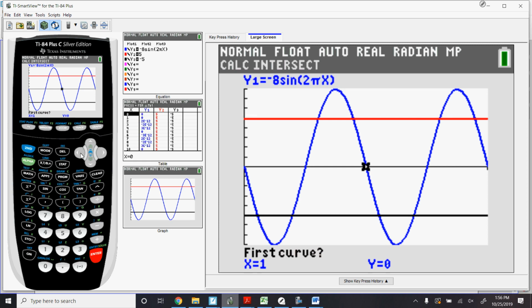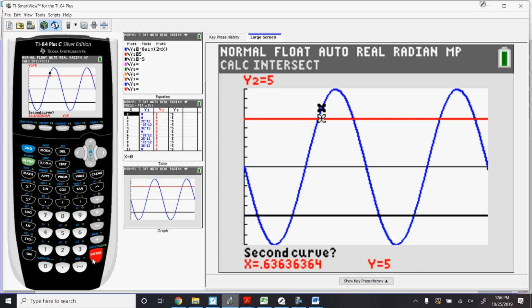Now what I need to do when there are multiple intersections is arrow using the left and right arrows. I want to arrow close to the intersection I'm going to try and solve for. As long as you're close, we'll be good. So it says first curve, and that's the function y1, my velocity function. I'm going to hit enter.